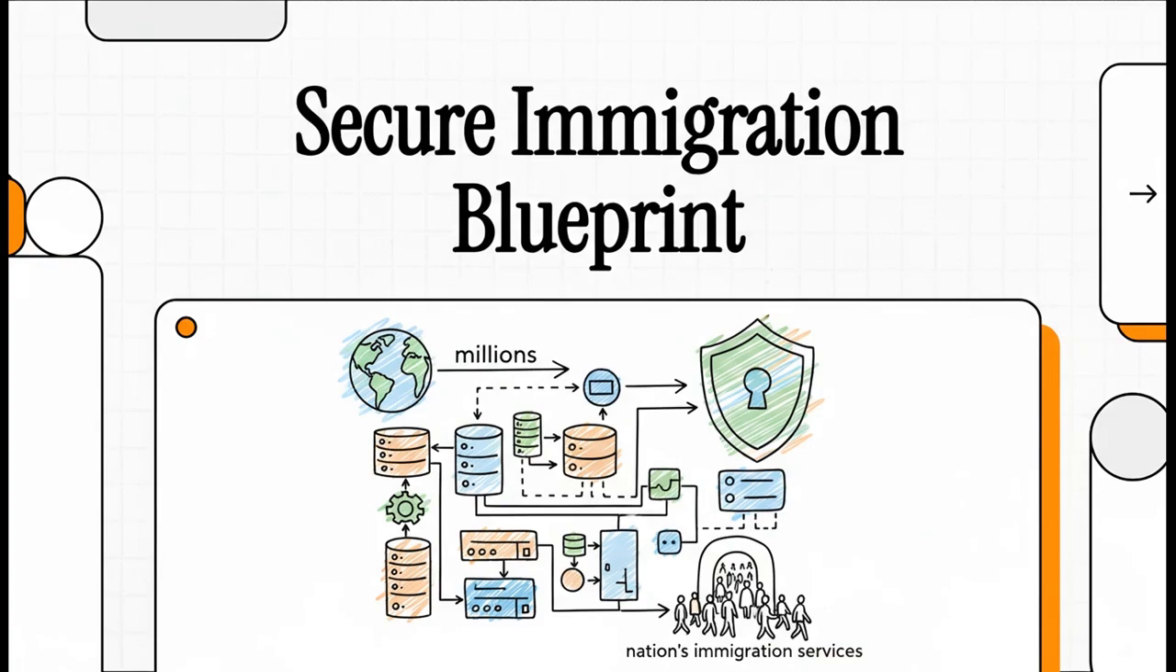All right, today we're going under the hood of a truly massive digital system, one that literally holds the legal futures of millions of people in its code. This is the blueprint for a federal immigration system, and it is an absolute masterclass in high-stakes engineering.